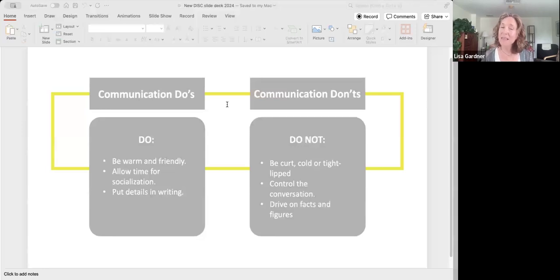So if you scored high in this area, how accurate does this feel for you? And if you didn't, think about people you know in your life. Who is high in influence?